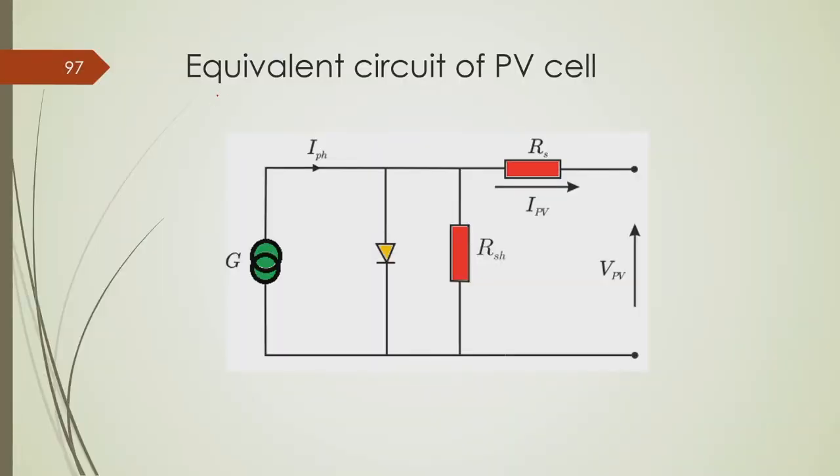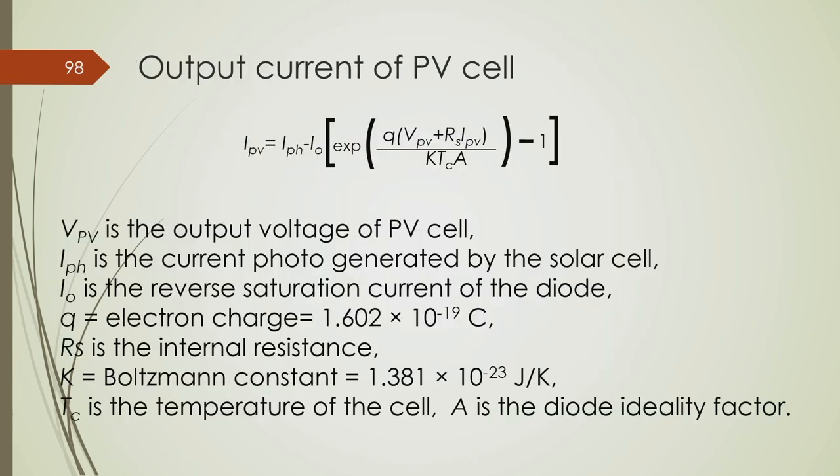This is the equivalent electrical circuit form of this PV cell. It gives a current source, some diode and some resistances. This is required to devise the control of the solar PV and in order to do further research on solar cells. I am just keeping on this.